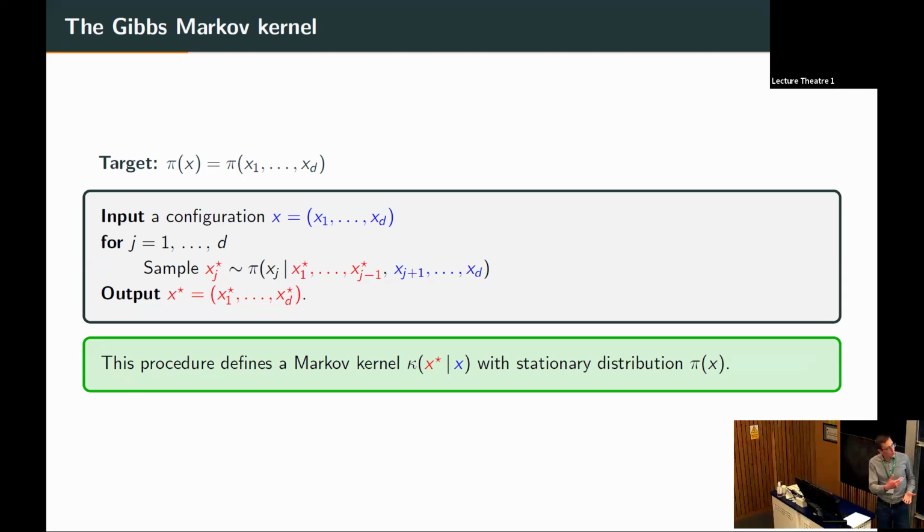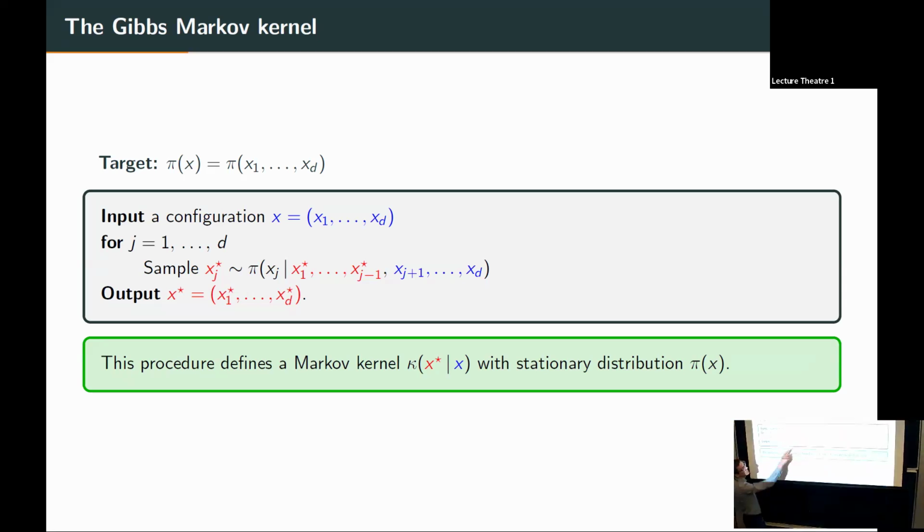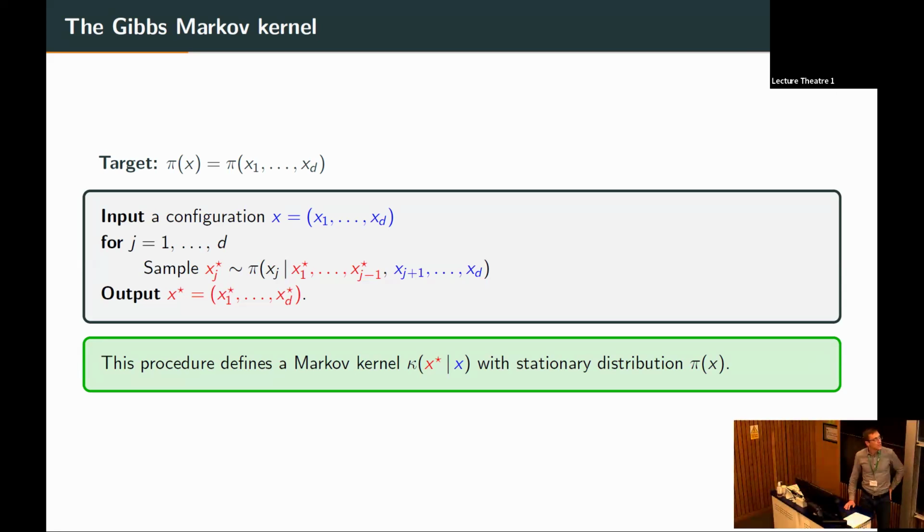So it depends on where in the inner loop we are, but we condition on x1 to xj minus 1 star, because they have been generated previously in the loop. But for the remaining ones, xj plus 1 to xd, we use the input values here, the most recent ones. But this procedure will then also define a Markov kernel on this joint state, which has pi of x as a stationary distribution.